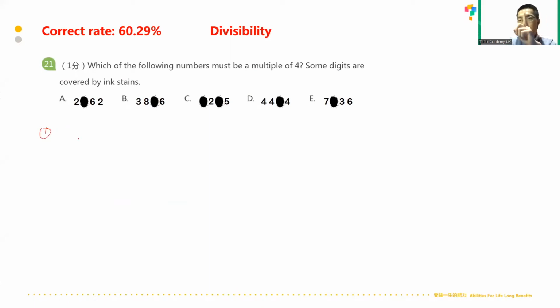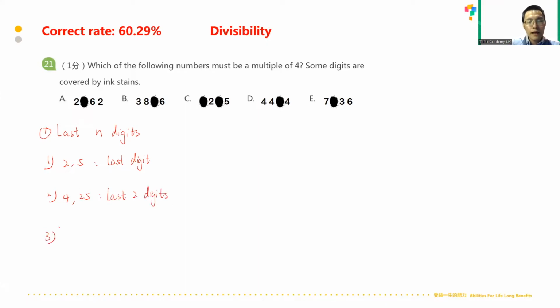First of all, the first type of divisibility is looking at the last n digits, so several digits. For example, the first type is 2 or 5. We're looking at the last digit, so just 1 digit. The second type is 2 squared, which is 4, and 5 squared, 25. And we will be looking at the last 2 digits. And the third type, the last type, is 2 cubed, which is 8, and 5 cubed, which is 125. So we'll be looking at the last 3 digits.